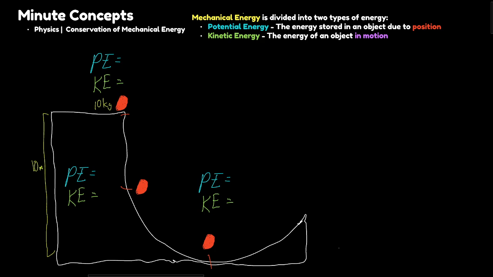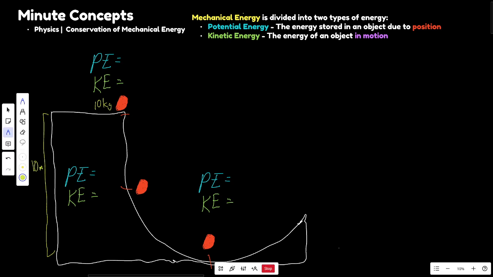So what is mechanical energy? As the name suggests, it's the energy involved in mechanics or movement. And in these situations, we tackle two different types of mechanical energy. It's potential and kinetic. And these two are what compose mechanical energy as a whole.